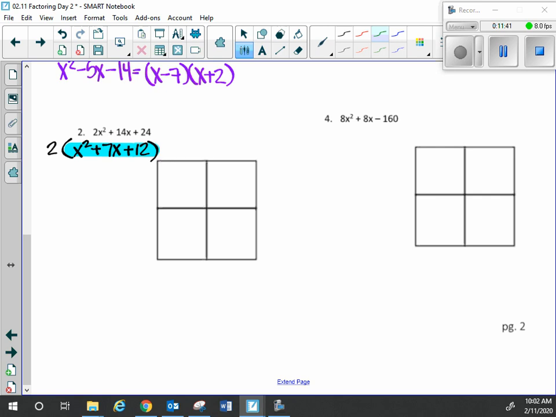All right? So now, based on that, what is your A value? 1. B. C. Okay, what is A times C? 12. Okay, we need factors of 12 that have a sum of 7. Okay, so my factors are 12 and 1, 6 and 2, 4 and 3. Which one has the sum of 7? 4 and 3.